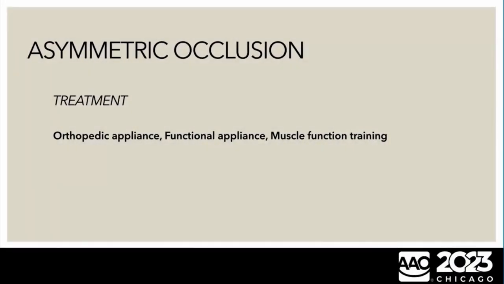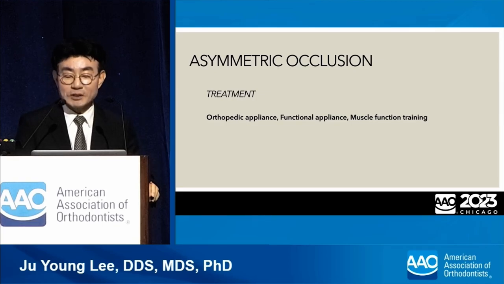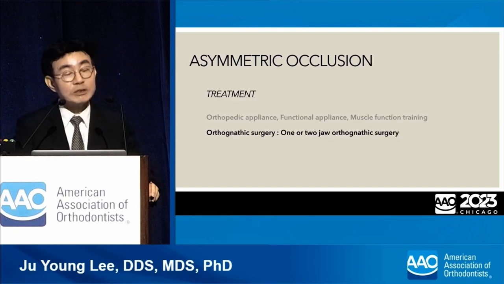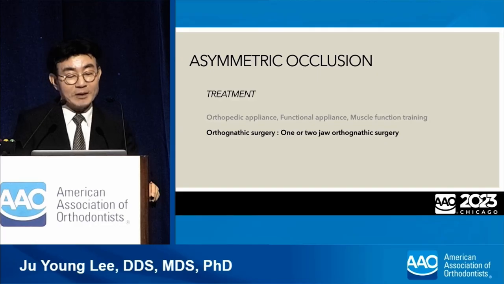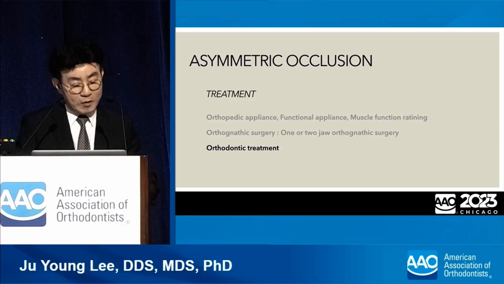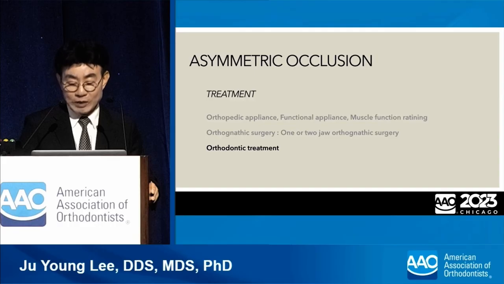In order to improve asymmetric growth, it may be possible to try an orthopedic or a functional appliance, or even muscle function training before pubertal growth. But the outcome is not always consistent. If this asymmetric growth becomes severe, and the disharmony between the face and occlusion increases, orthodontic surgeries may be required after growth. Fortunately, many asymmetries in clinical practice can be improved with orthodontic treatment only, and I'd like to focus on this orthodontic treatment modality today.